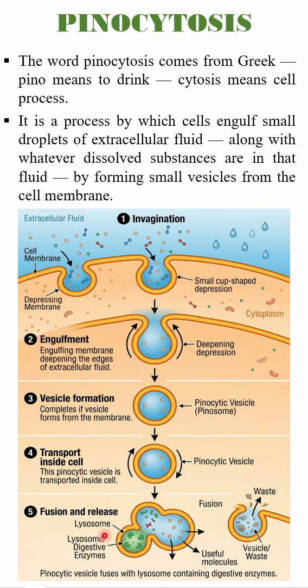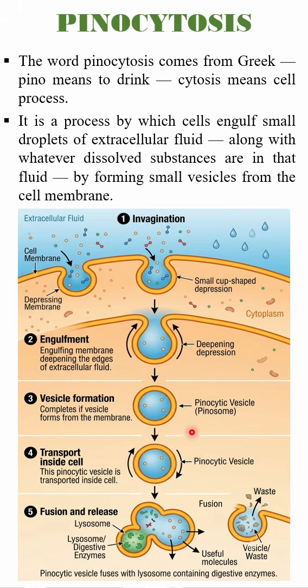The last one is fusion and release. Finally, the vesicle fuses with other organelles called lysosomes. The lysosomes contain digestive enzymes. So what happens is that they break down the content of the vesicle. The useful molecules are released and used by the cell, while the waste materials are removed.